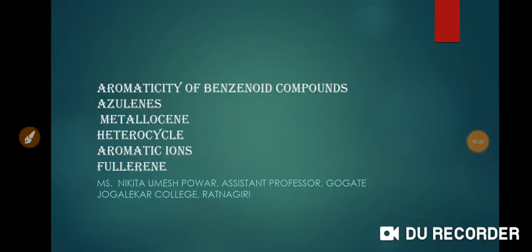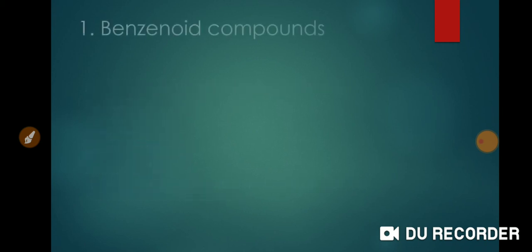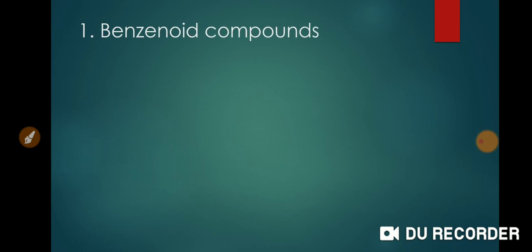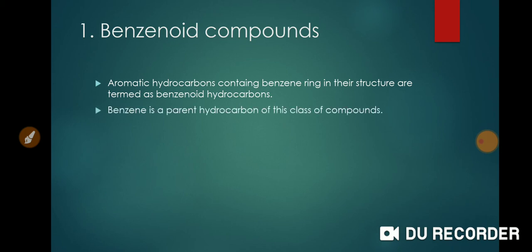Hello everyone, in today's lecture we are going to study aromaticity of Benzenoid compounds, Azulenes, Metallocenes, Heterocycle, aromatic ions and Fullerene. So first start with Benzenoid compounds. Aromatic hydrocarbons containing benzene ring in their structure are termed as Benzenoid hydrocarbons. Benzene is a parent hydrocarbon of these compounds.